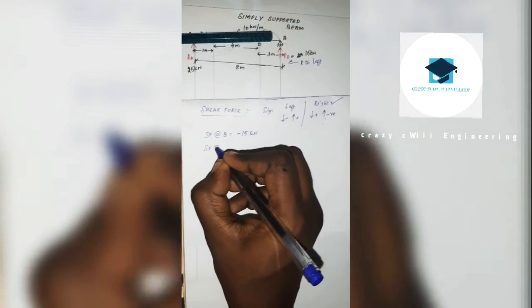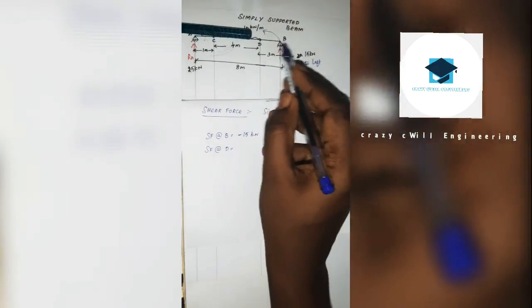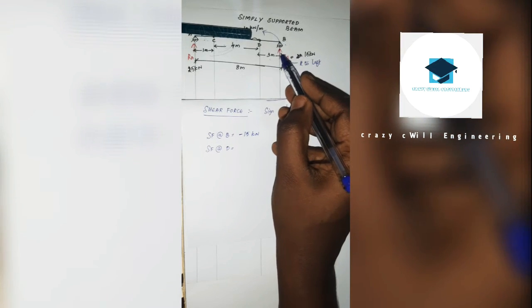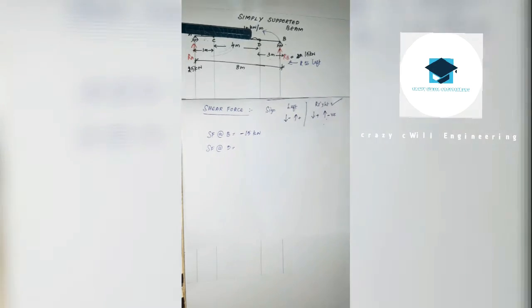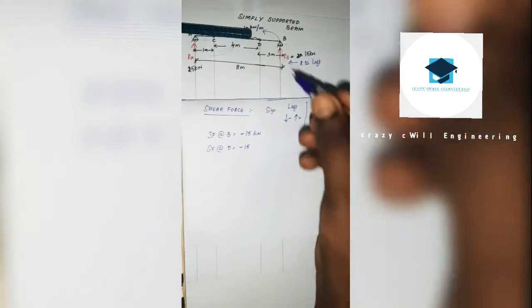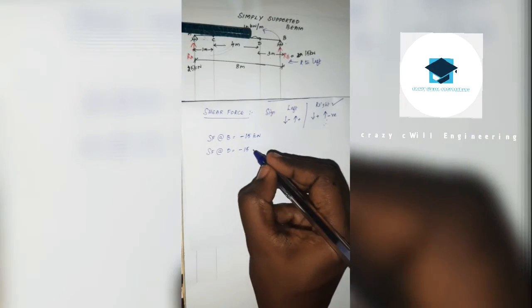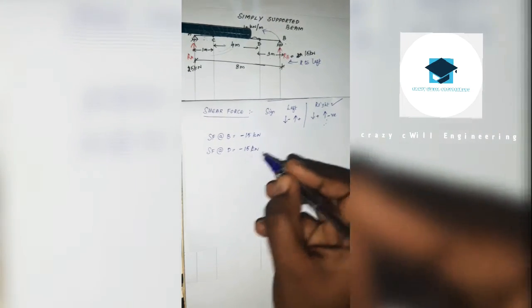Shear force at D, focusing on D and B. Here RB is again acting in the upward direction. Upward means put minus sign. Put 15. Here no load is acting between D and B. So the same 15 kilonewton comes.